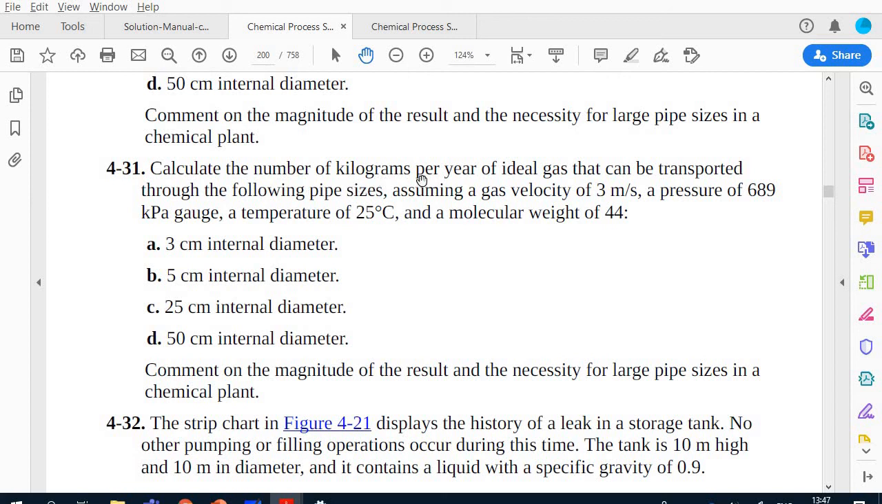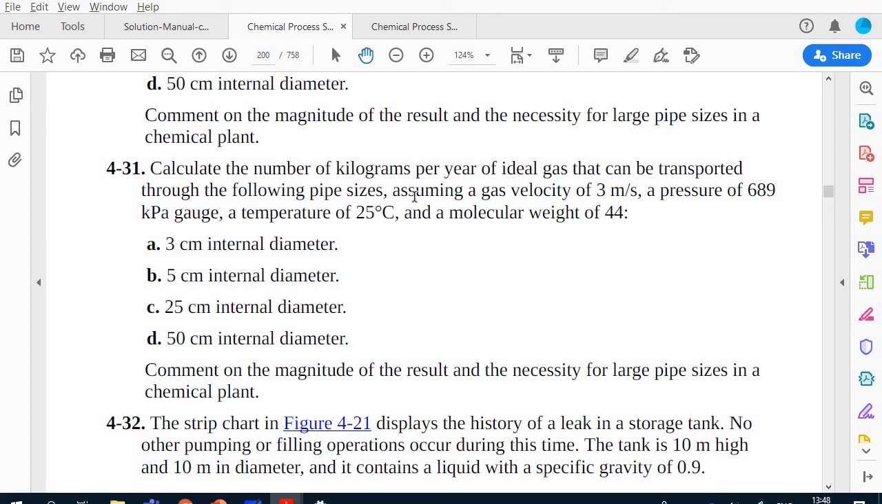What it says, just calculate the number of kilograms per year of ideal gas that can be transported through pipe sizes, assuming a gas velocity of 3 meters per second, a pressure of 689 kilopascal gauge, a temperature of 25 degrees, and a molecular weight of 44, and the inner diameter is 3 centimeters. So straightforward QM. We want to calculate QM. We are not talking about any leaks here. We are just talking about what is the flow rate, okay? And the flow rate is rho A into U, right?